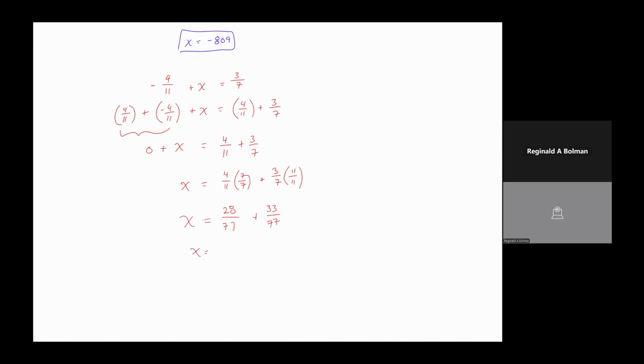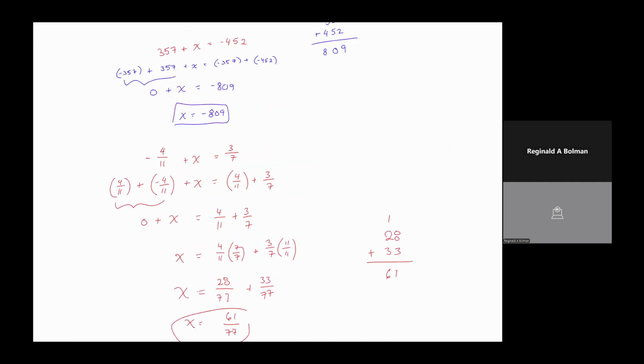28 plus 33. 8 plus 3 gives us 11, carry the 1. 1 and 2 is 3. 3 and 3 gives us 6. So we should have 61 over 77. And that is what our x is going to be equal to. All right. And of course, that would have been nigh impossible to do in your head.